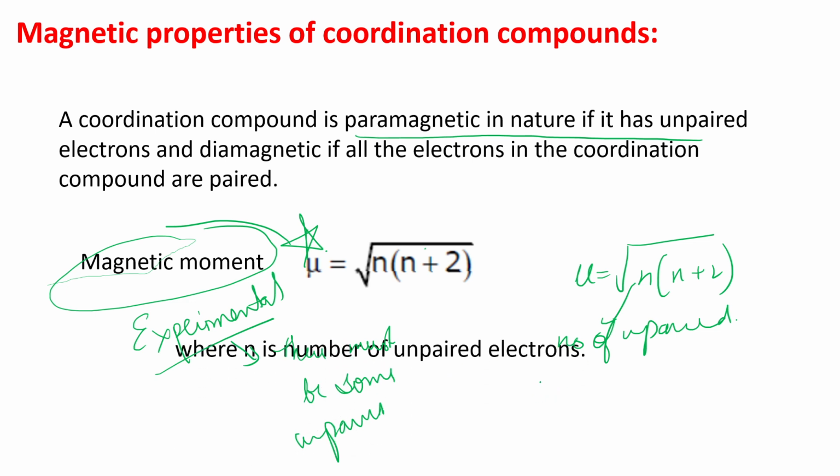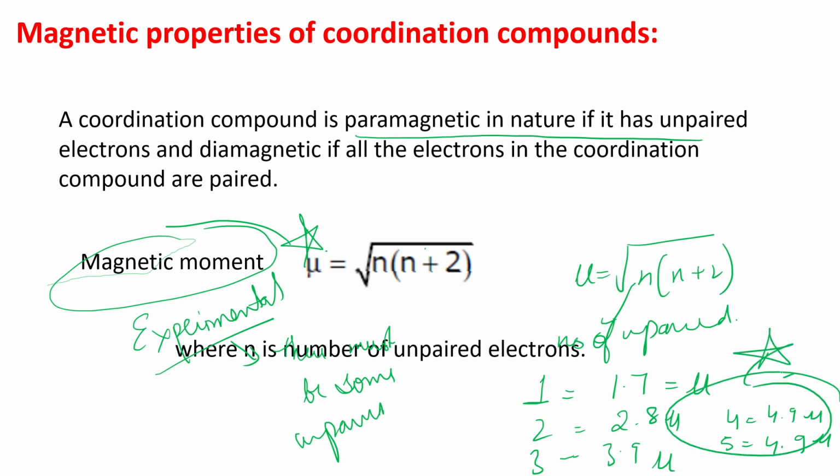For example, if a compound has one unpaired electron, the magnetic moment will come out to be around 1.73, then around 2.83, around 3.9, 4.9, 5.9. These are just rough values: if some unpaired electrons are present, the magnetic moment will be like this. So let us calculate the magnetic moment for these complexes.